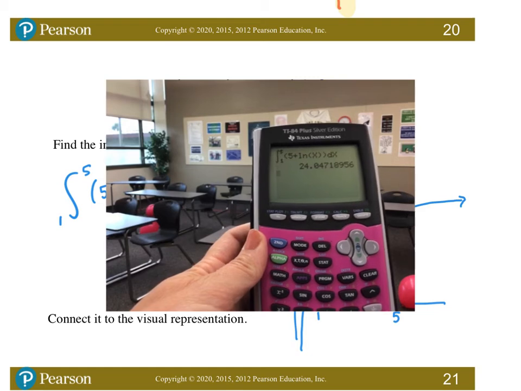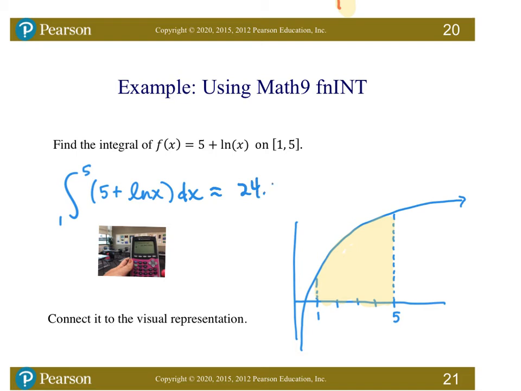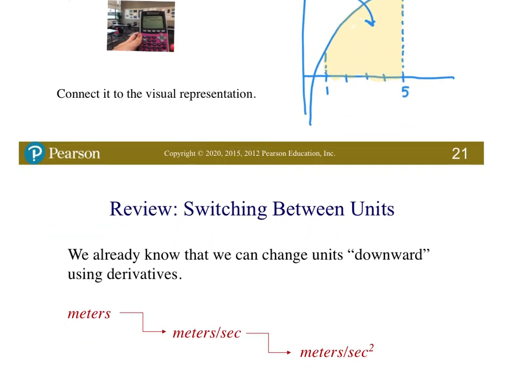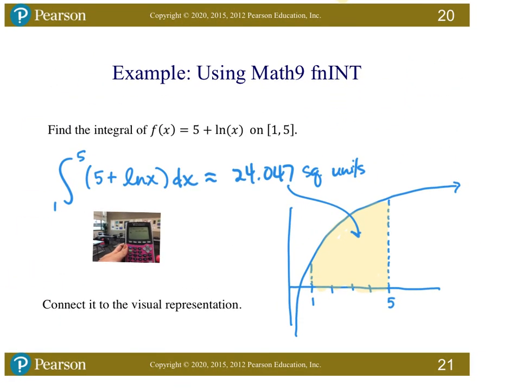24.047. All right, so approximately equal to 24.047 square units. And again, we expected that to be positive because it was above the x-axis. So Math 9 is super helpful in finding the exact area when geometry doesn't work.